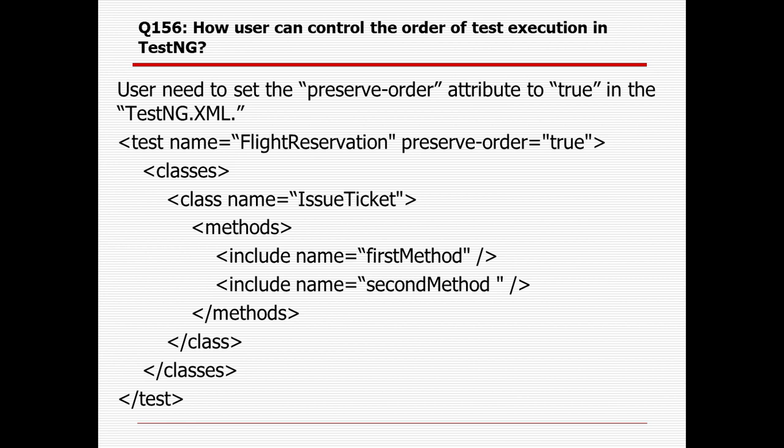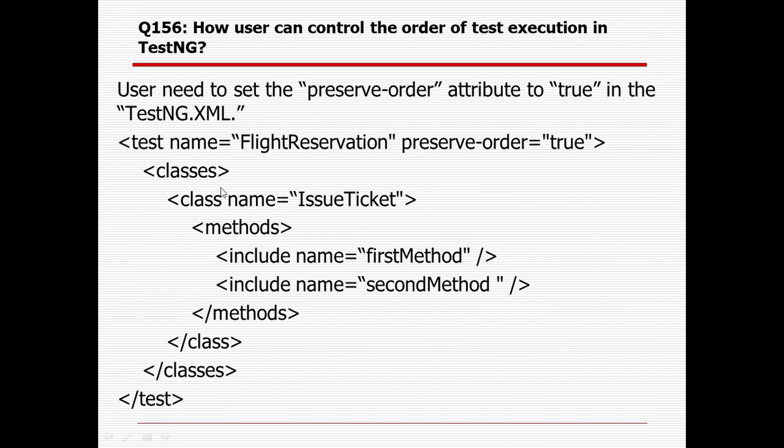The complete test case will fail. That is the reason you need to control the order of test execution from the testng XML file. For that we need to set the preserve-order attribute to true, right? So you need to give the test name. Suppose my test case name is flight reservation, and you need to use preserve-order equal to true.